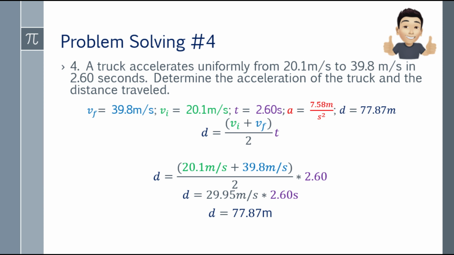So we have the formula, d is equal to initial velocity plus final velocity over 2, tapos yung sagot niyan, i-multiply natin by time. So substitute mo lang yung values, we have 20.1 meters per second plus 39.8 meters per second over 2, yung sagot dyan, times mo ng 2.6, so the answer will be 77.87 meters. So yun yung distance na traveled ng truck uniformly from 20.1 meters per second to 39.8 meters per second in 2.6 seconds.